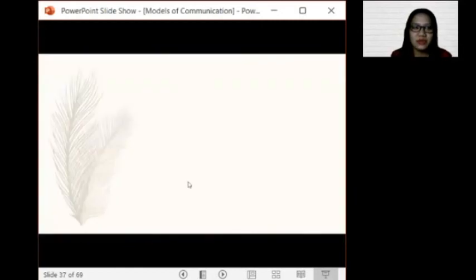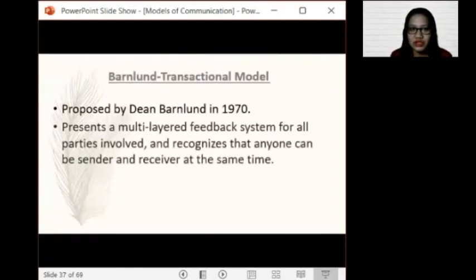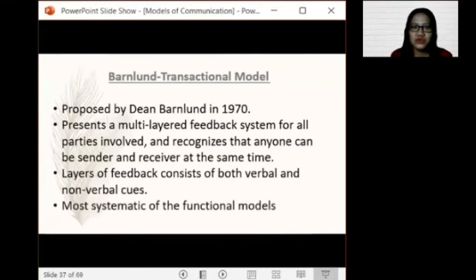And as you can see, in Dean Barlund's model of communication in 1970, he also presented what we call the multi-layered feedback system. Since this is under the transactional model of communication, there is a continuous process where sender and receiver interchange their places or their roles. Unlike in the linear model earlier, where the most important person is only the sender, here both the sender and the receiver are equally important. The message passing takes place with constant feedback here.